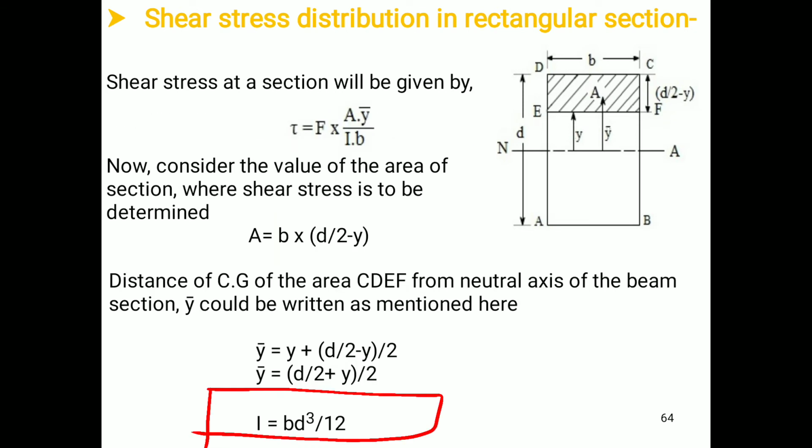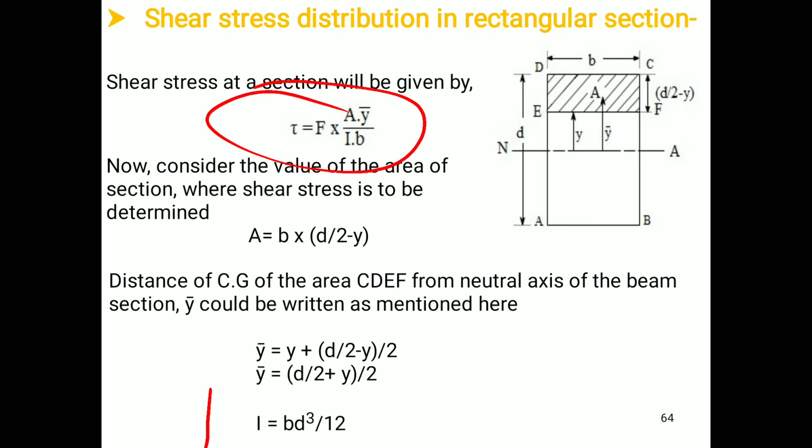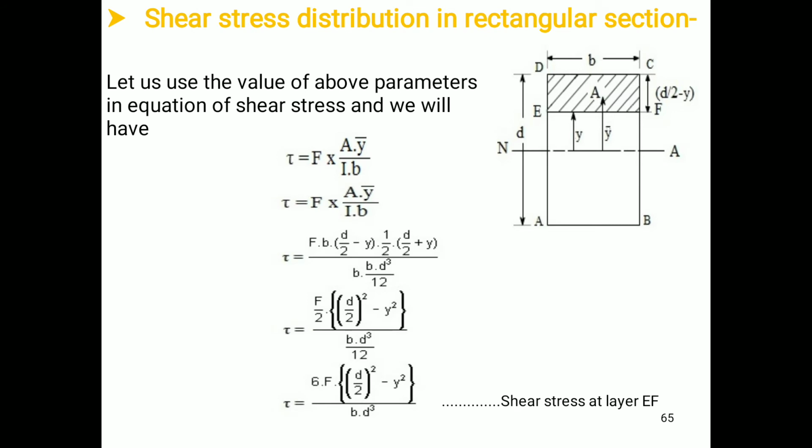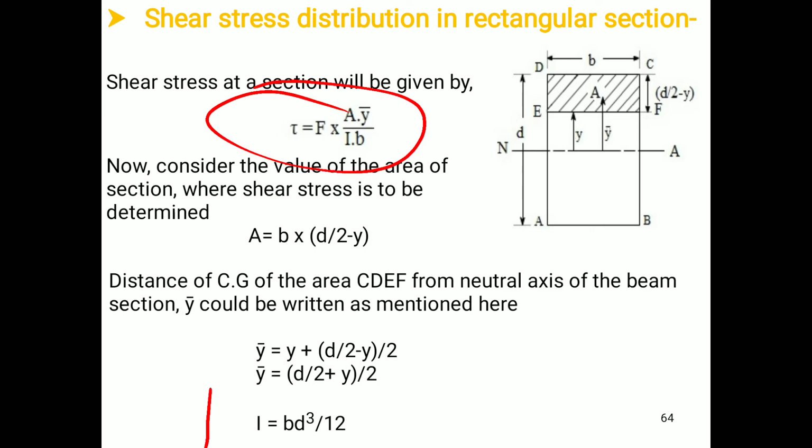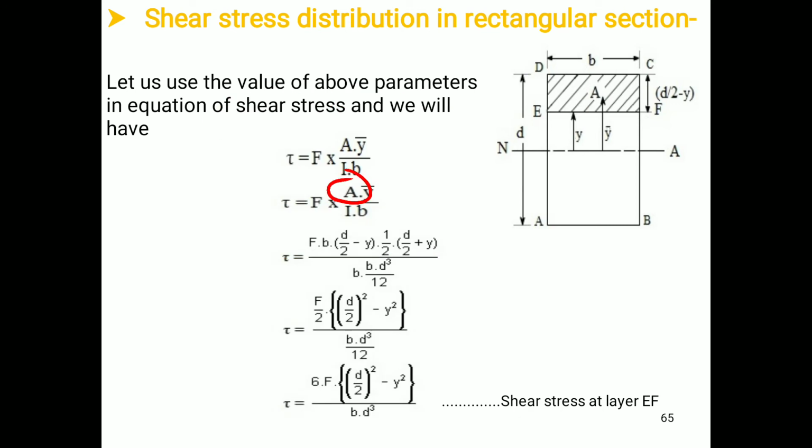Therefore, on putting the value of A y bar, the value of F and I into this equation, I have the final equation: tau is equal to F A y bar upon I b. Therefore, tau is equal to F into, we are going to put the value of A and y bar also. We have A is equal to b into (d by 2 minus y). That value we have put into this equation.